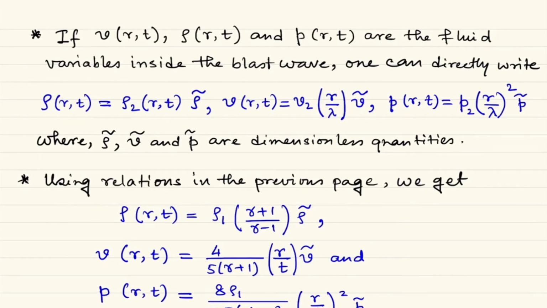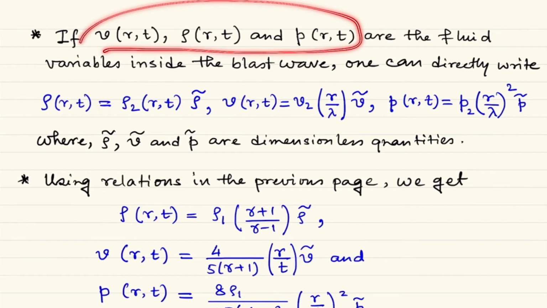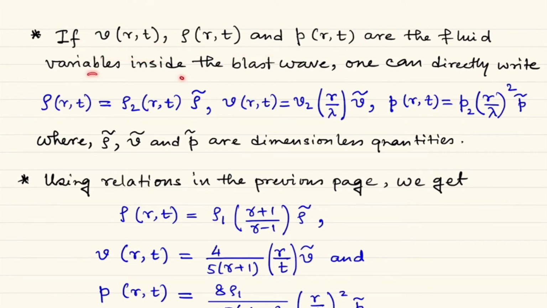So if v, rho, p, which are all functions of r and t, are the fluid variables inside the blast wave, then one can directly write rho(r,t) equal to rho 2, which is also a function of r and t, times this dimensionless quantity rho tilde. So that means rho tilde is constructed just by dividing rho by rho 2.